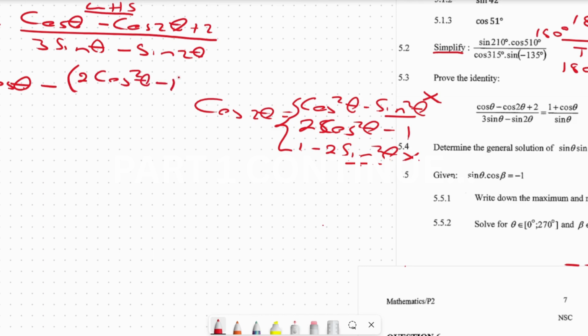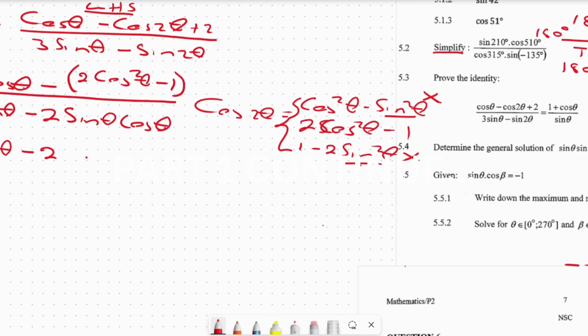All right, so now here I'm just going to substitute this one of 2 cos squared theta minus 1 all over 3 sine theta minus, remember this one is only one option, it's going to be 2 sine theta cos theta. That is going to be that. Then if we simplify this, this is going to be cos theta minus 2 cos squared theta plus 3.